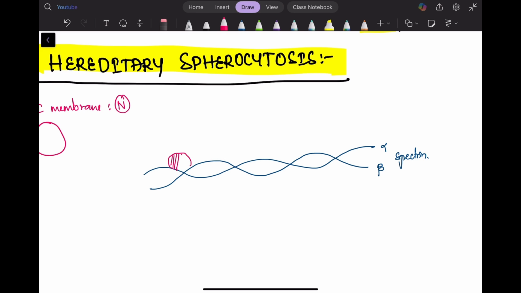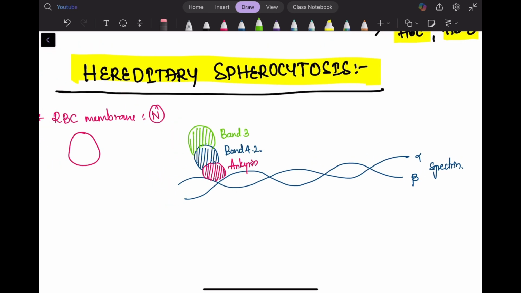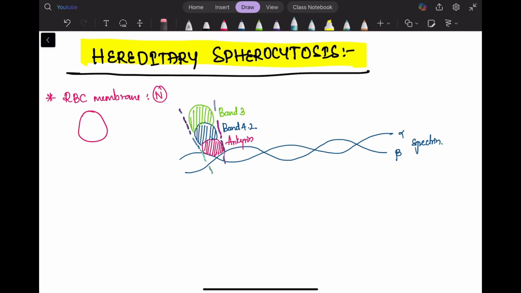Then we have one more component. What is the name of this one? We have ankyrin. Then we have band 4.2. Then we have band 3. Okay, I think you people draw. This is one part.